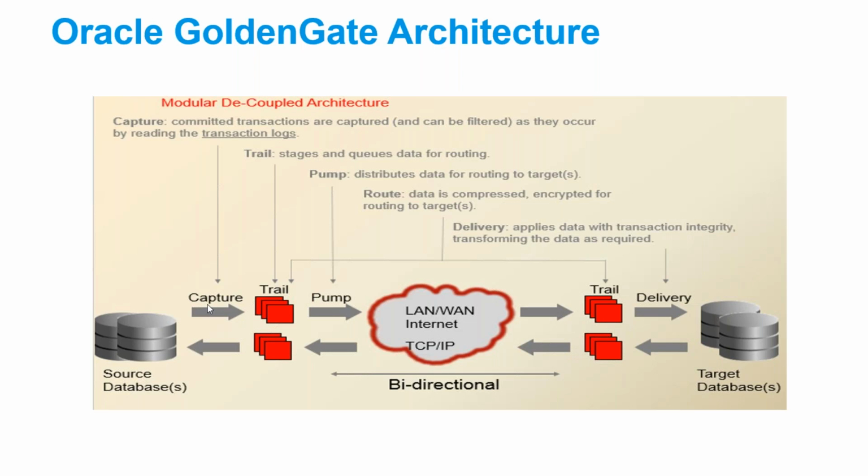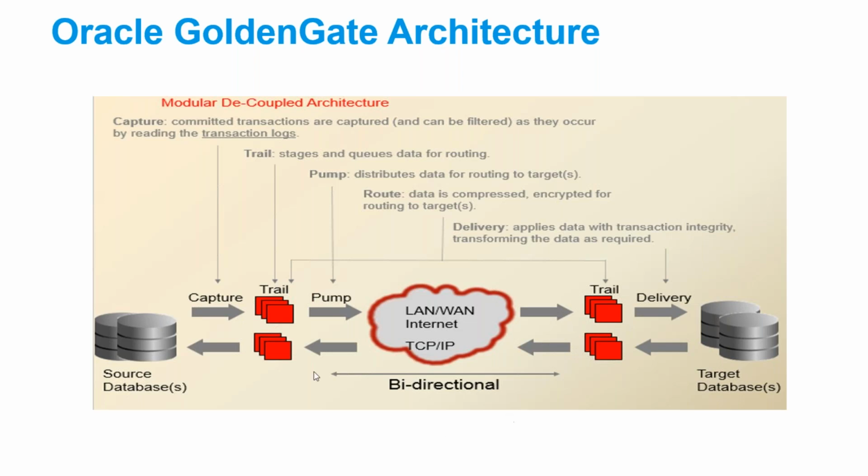Once those transactions are captured, it writes them to the trail file on the local machine. Trail files are storage for the data. Whatever the capture process captures, it has to write somewhere. So it writes it to the trail file on the local machine, which is called the local trail.